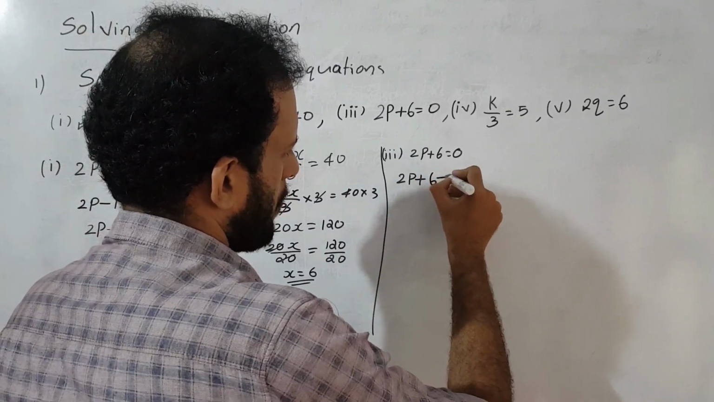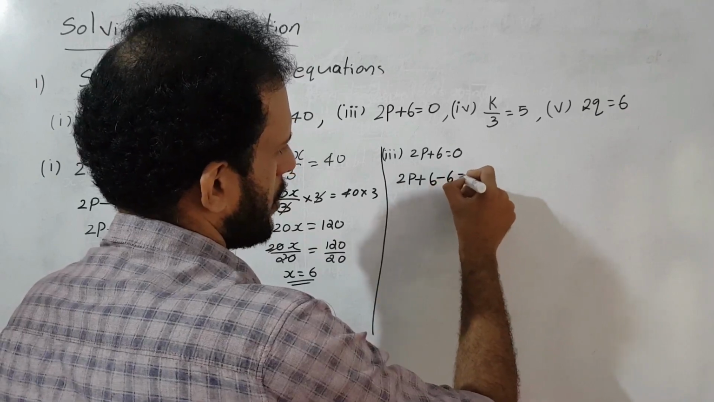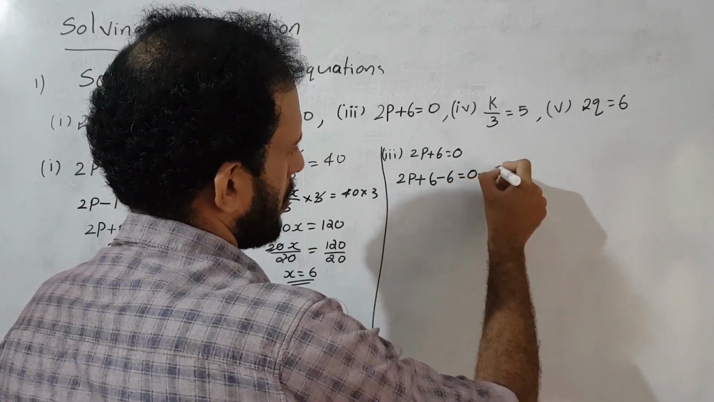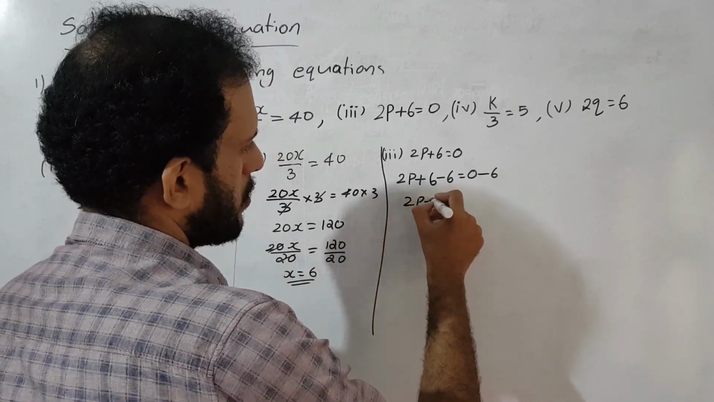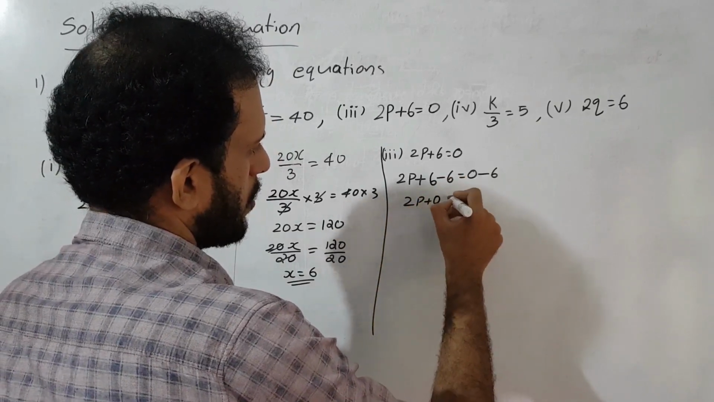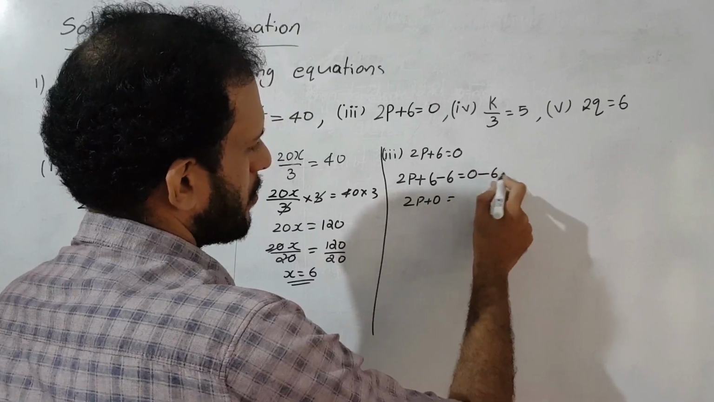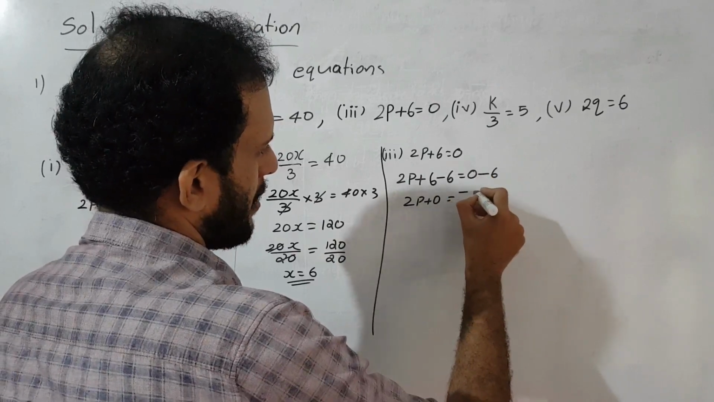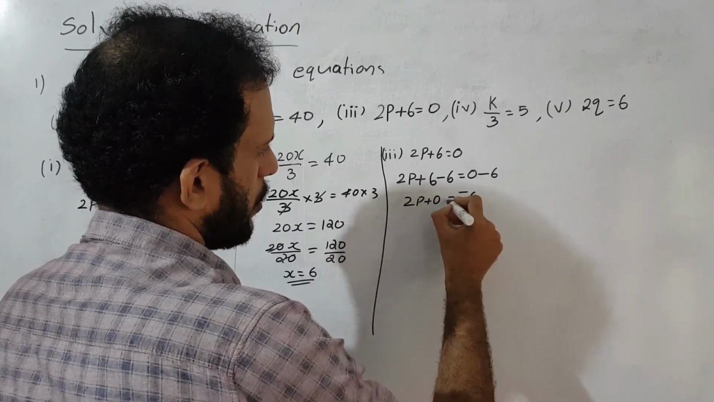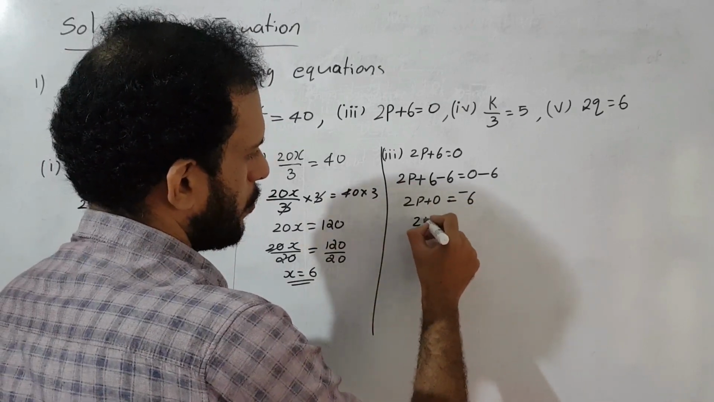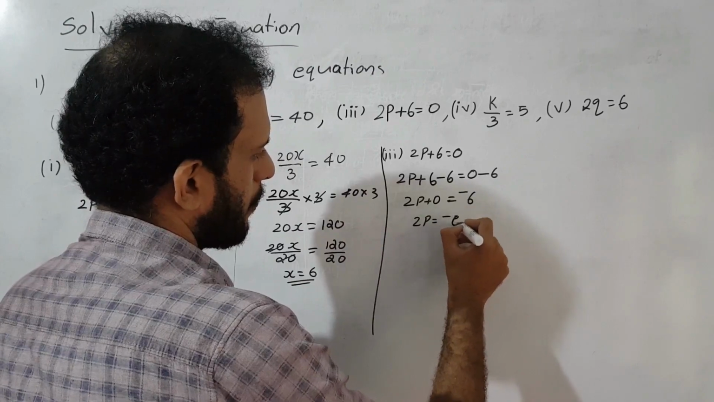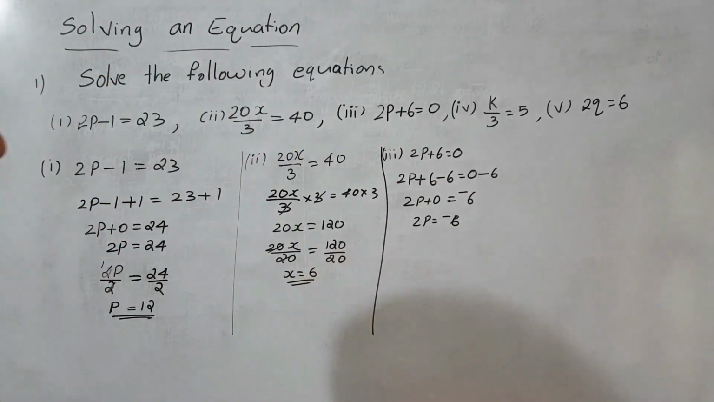Then 2p plus 6 minus 6 is equal to 0 minus 6. Then 2p plus 6 minus 6 is 2p, is equal to, what is 0 minus 6? 0 minus 6 is equal to minus 6. Then 2p is equal to minus 6.